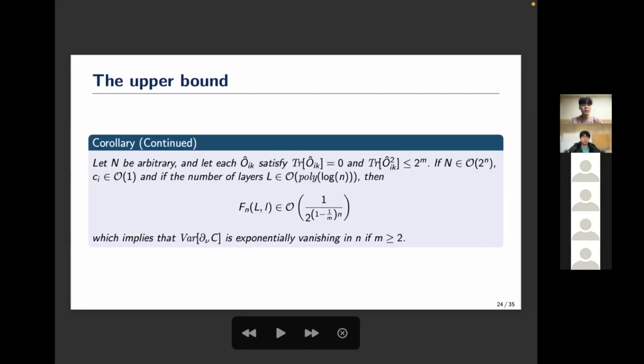Next is the case that n is arbitrary. If n is O to the n, O2 to the n, and Ci's are O1, and if the number of layers L is a polynomial of n, then Fn, L is as following. If M is larger than or equal to 2, also the variance vanishes exponentially.